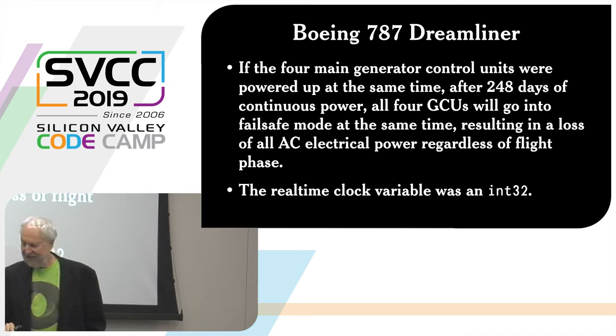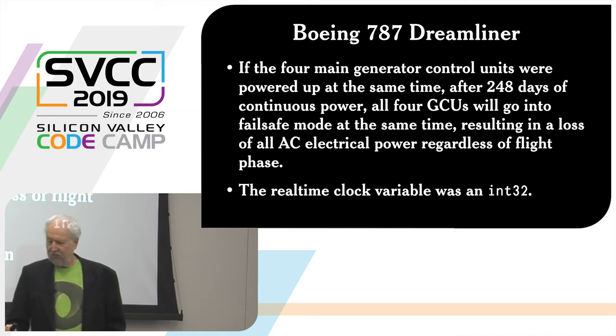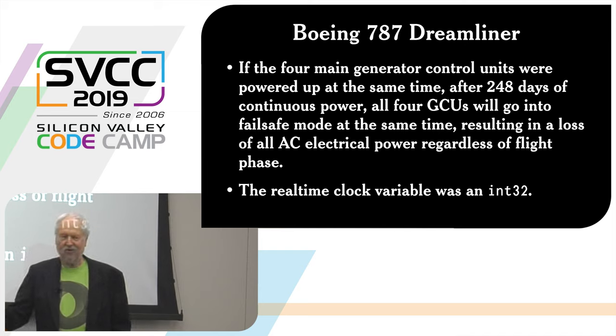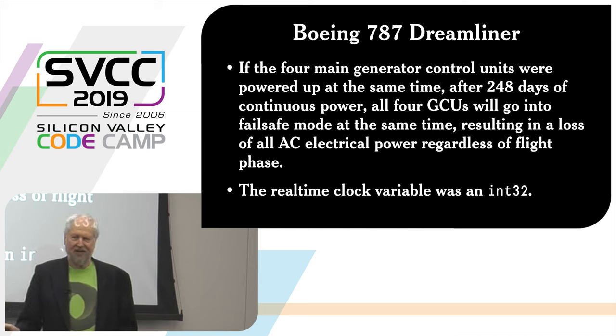And that's because they had a real-time clock variable that was an int32. The real-time clock was updated 100 times a second, and after 248 days, it rolls over. And the controller software would see, yikes, we've jumped almost 2 years backwards in time. This doesn't make any sense. Something's terribly wrong. Shut down. You could be in flight when that happens, okay? And when that happens, there's no way to land the plane.